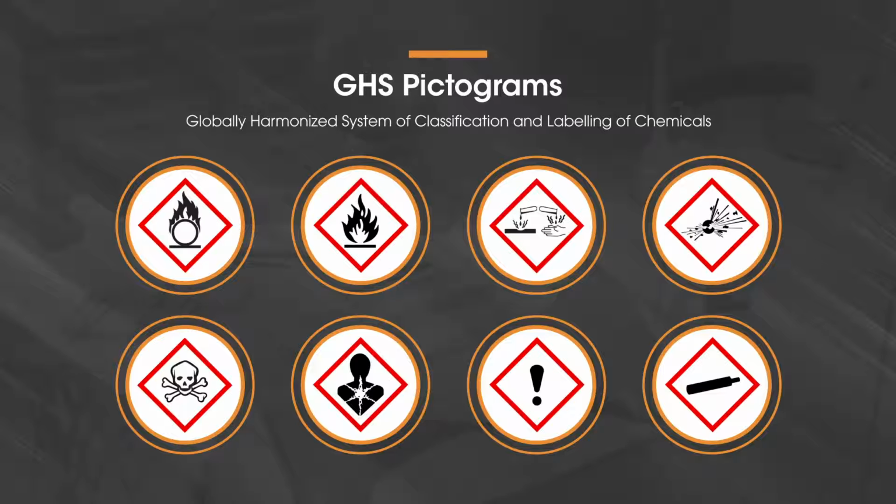The pictograms that you're looking at now are the 8 primary pictograms that you will see on the labels of all the products that come into your dental practice. And you will see these pictograms on the safety data sheets as well. Now, you won't see every one of these symbols on every single product and every single SDS sheet. You will only see the ones that are applicable based on the hazards of that particular product.